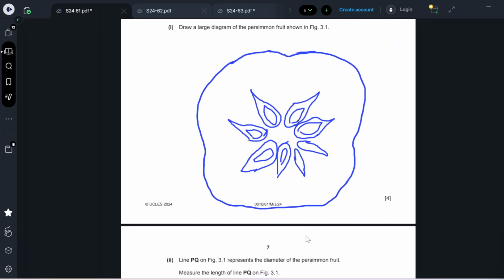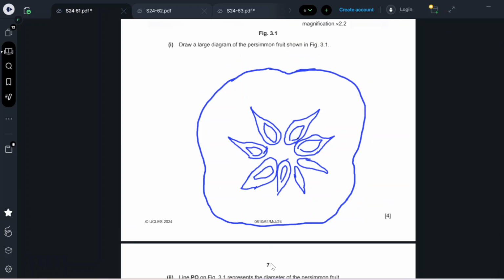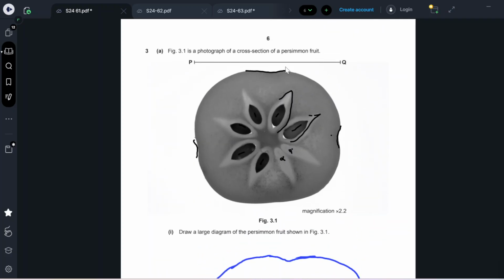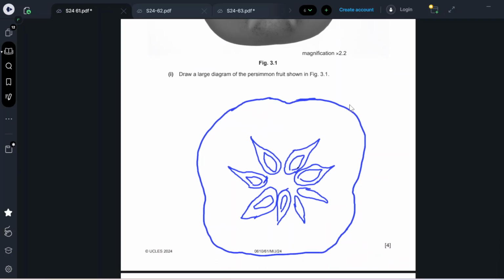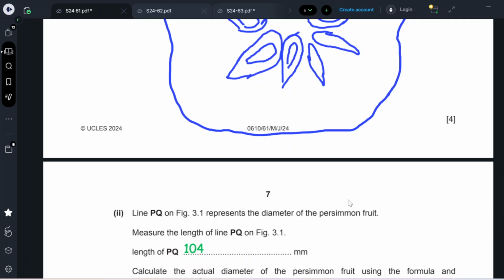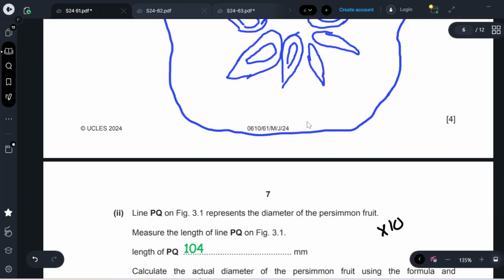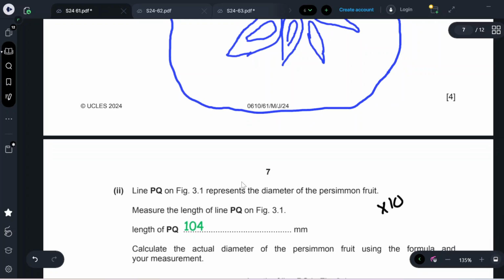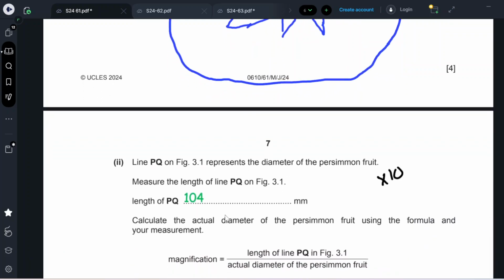After the drawing, there is the magnification question. Line PQ represents the diameter of the persimmon fruit. This is line PQ. You will measure it using your ruler. Your ruler gives a measurement in centimeter, but he wants it in millimeter. So the number that you got, you will multiply by 10. Calculate the actual diameter. Put your triangle.